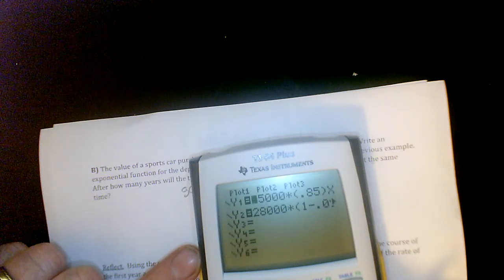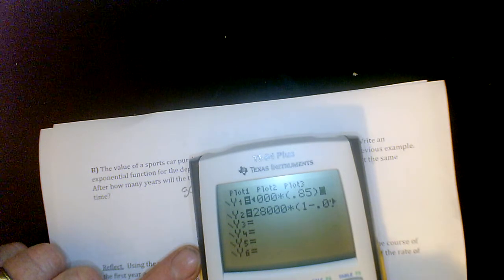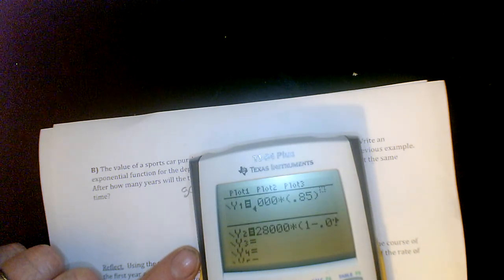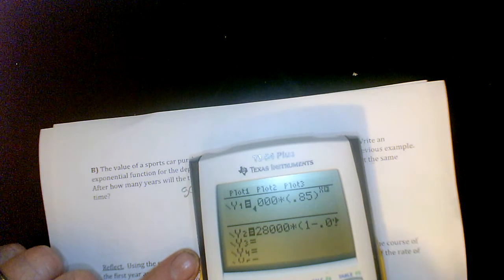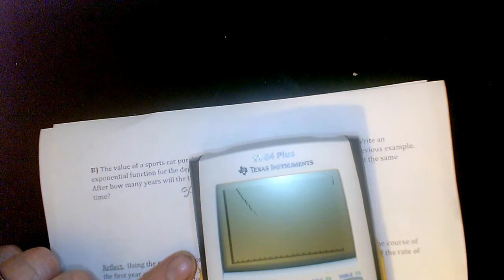I'm kind of not seeing this. Here we go. 45,000 is higher than that. Decrease. Oh, you know what I did? I didn't put it to the x power, did I? So let's do that. To the x power. Let's see if this graph looks a little bit better.